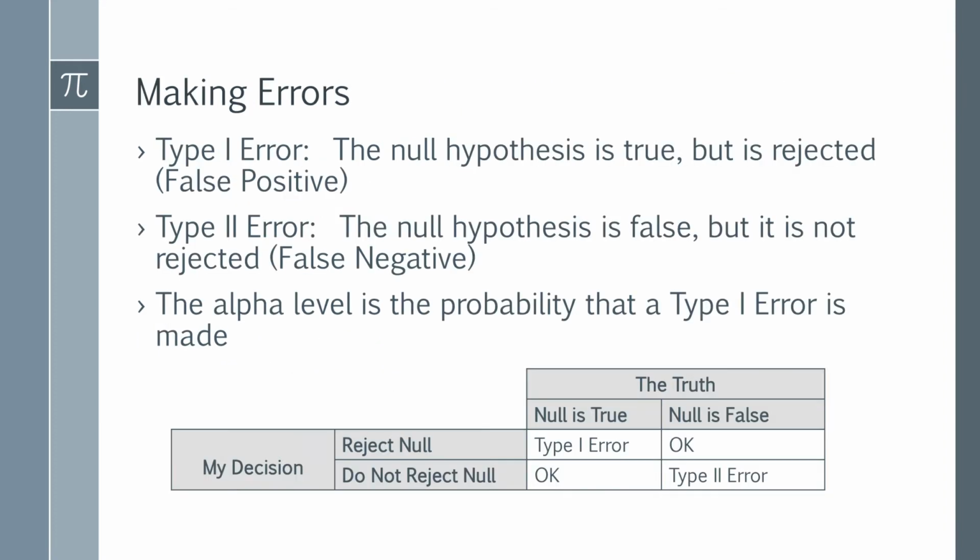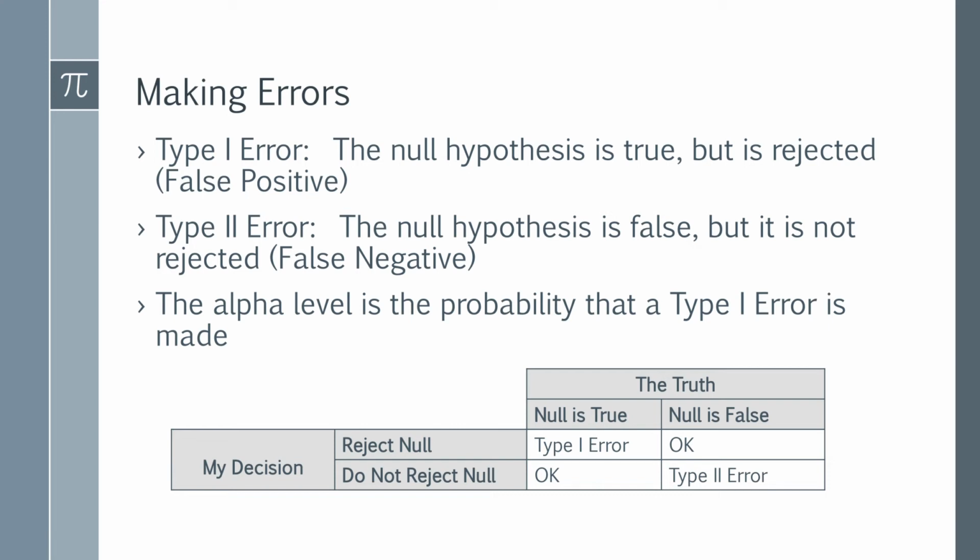Now, it is possible to make an error when you're doing a hypothesis test. A type 1 error happens when the null hypothesis is true, but we reject it. That's also called a false positive. A type 2 error: the null hypothesis is false, but we do not reject it. That's known as a false negative. The alpha level is the probability that a type 1 error is made.